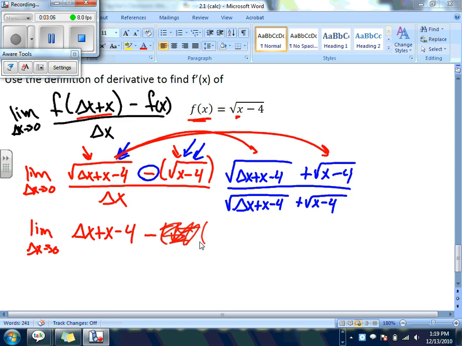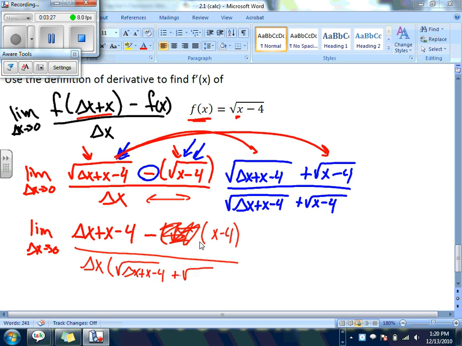So we're just going to have minus x minus 4. All right, and we're still over then. We have to multiply these two values. So we're just going to keep it simple on ourselves. We're not going to distribute anything. We're just going to leave this in parentheses: change of x times the square root of change of x plus x minus 4 plus the square root of x minus 4. All right.